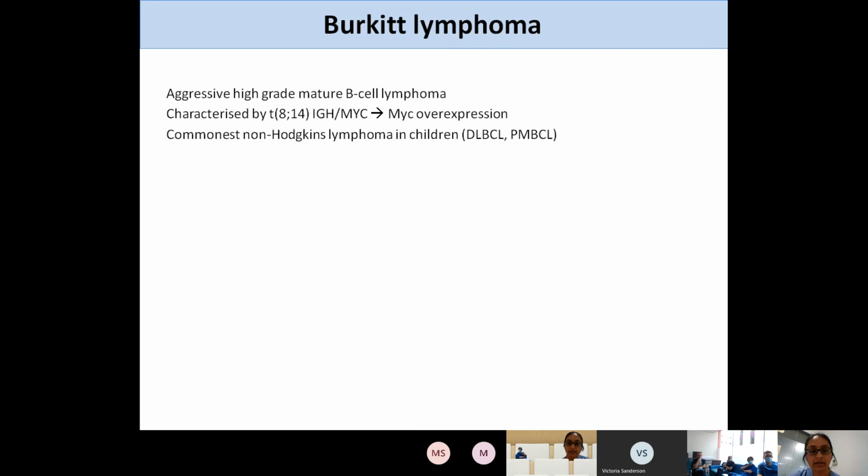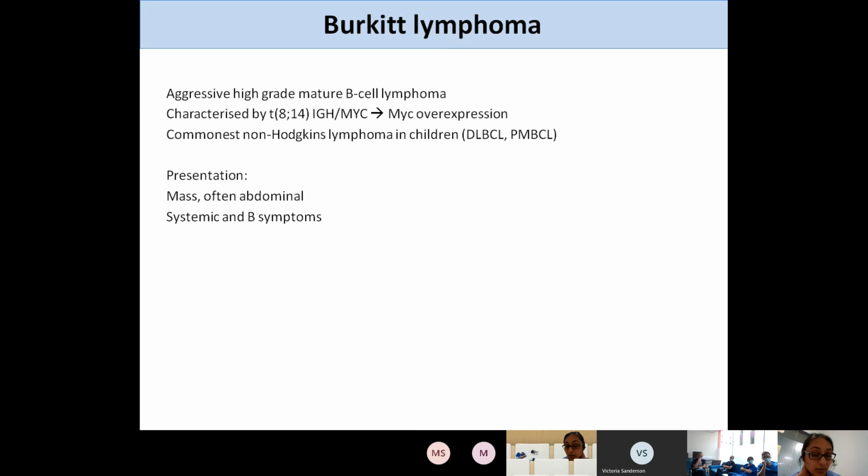Burkitt's lymphoma is an aggressive high-grade mature B-cell lymphoma, and it's characterized by the 8;14 translocation, which translocates the IgH heavy chain gene onto the MYC gene. The MYC gene is then overexpressed and has oncogenic properties. And it's as common as any non-Hodgkin's lymphoma in children.